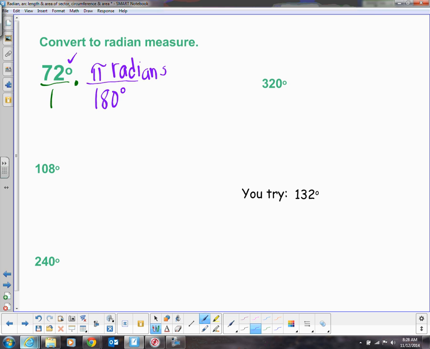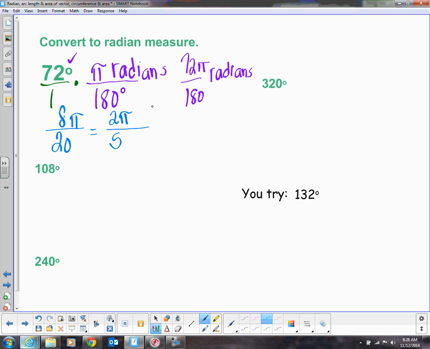All right, so at this point, you're going to have 72 pi over 180, and what divides 72 and 180? 9. Yes. 9 goes into 72 8 times. 9 goes into 180 20 times. I say this reduces more. 2 goes into 8, 4 times. 4 goes into 20, 5 times. So that's 2 pi over 5 radians.